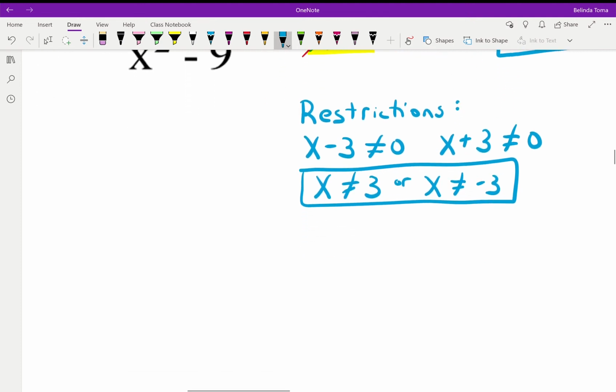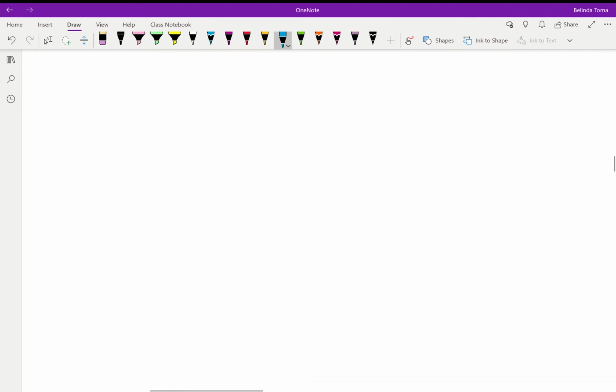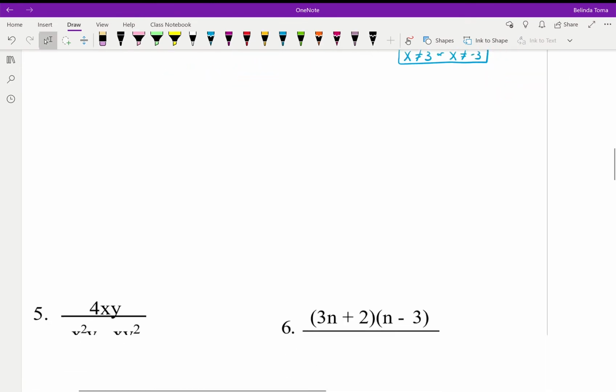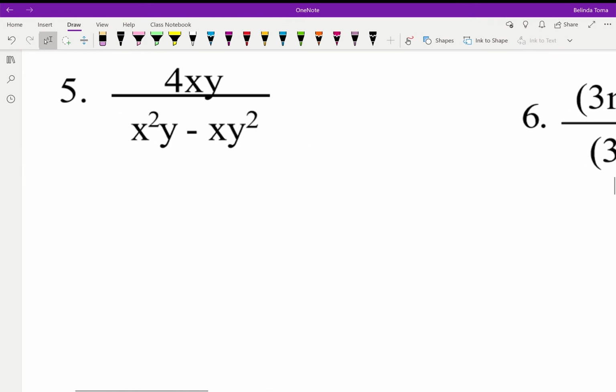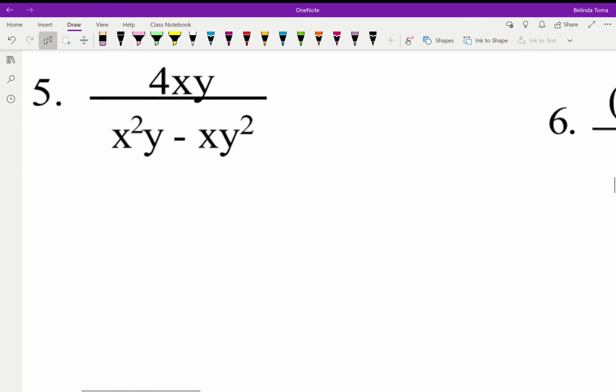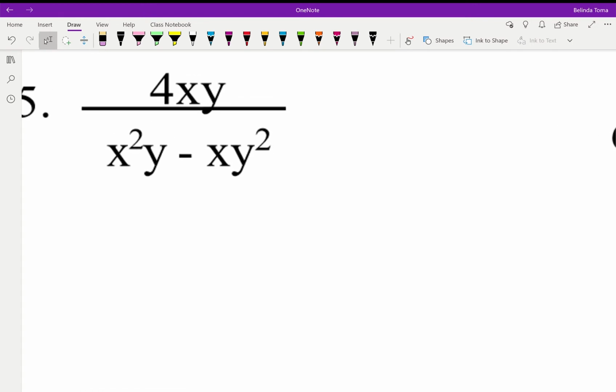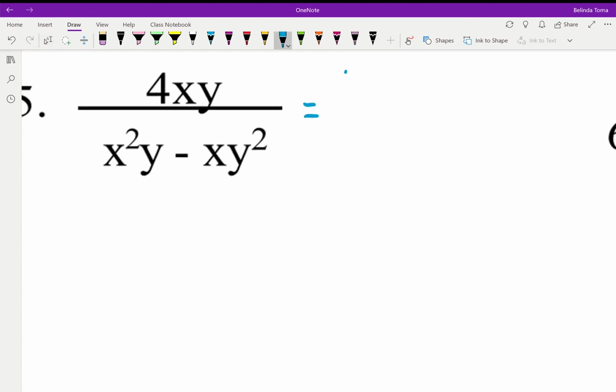All right, so a couple more examples on simplifying. We're going to now look at example 5. And in example 5, there's nothing we can factor in the numerator. But what we can do is factor the denominator. So in the denominator, I'm just rewriting the numerator here.